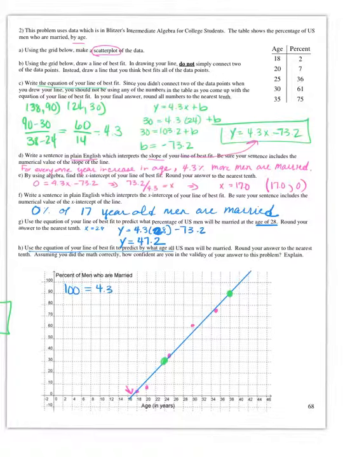Use the equation of your line of best fit to predict what age all U.S. men will be married. So we're trying to figure out at what age we will have reached 100%. So we're putting 100 in for y and solving for x. That comes out to be 40.3. But we're not very confident in the validity of our answer because it's unlikely that there is an age at which 100% of men are married. And our model probably breaks down since we're extrapolating outside of our data.